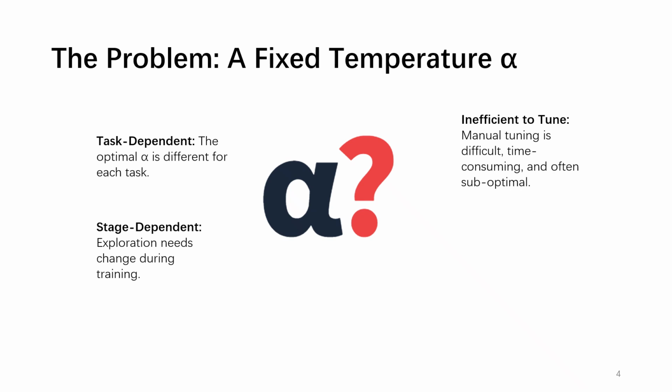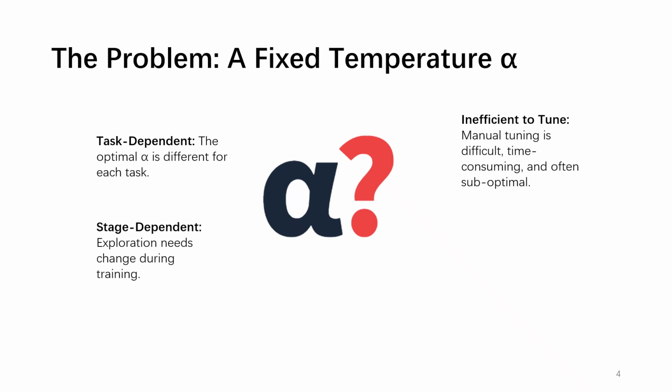So, why is a fixed, manually tuned alpha such a problem? First, the optimal alpha is task dependent. Different environments require different levels of exploration. A value that works for one task may fail completely on another.